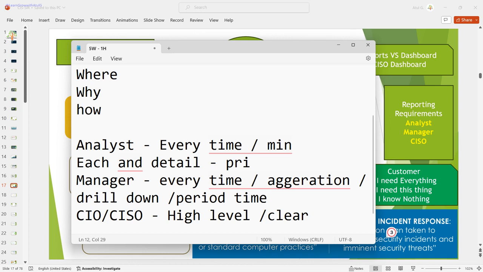So let's quickly recap this part. The analyst is the one who needs every-minute reports, very ground-level reports, and needs the priority. The manager, as the second level, needs the aggregation and drill down if they want, and needs the period reports. And the CISO and CIO need a high level, but with very clear indicators to see where the health is impacted. So ServiceNow says these three audiences, and again I'm repeating, these three terms are important from the exam perspective as well.